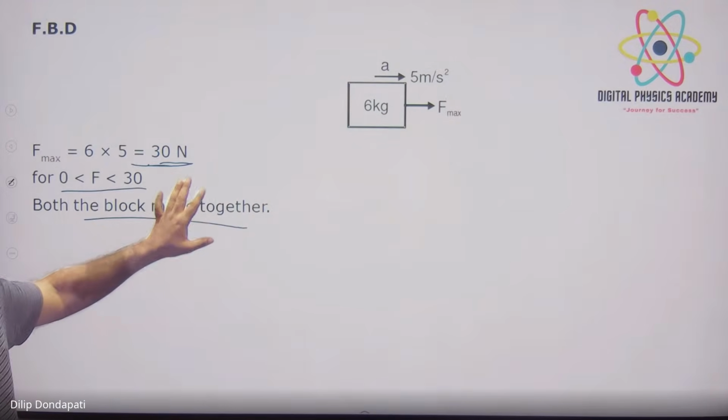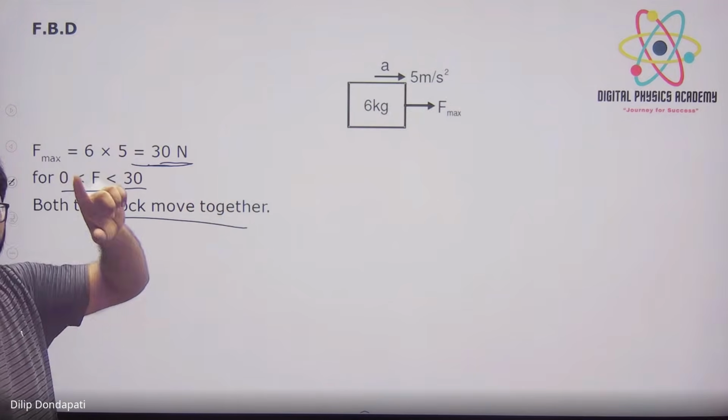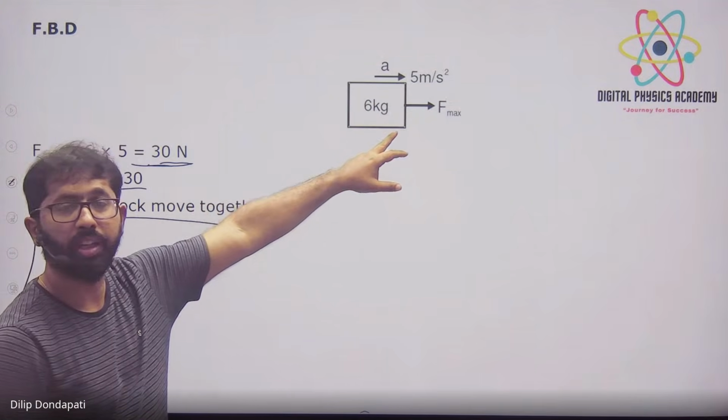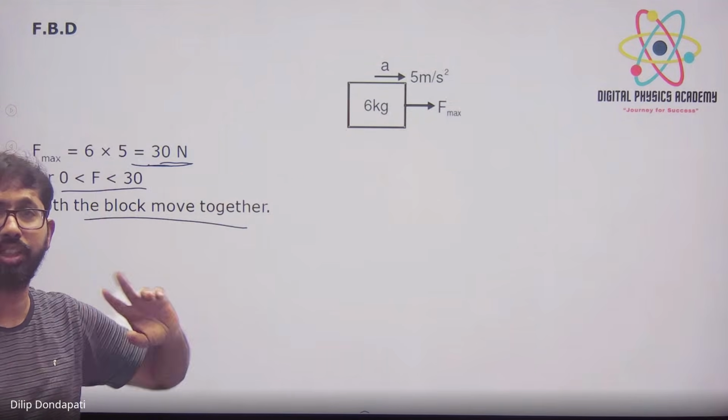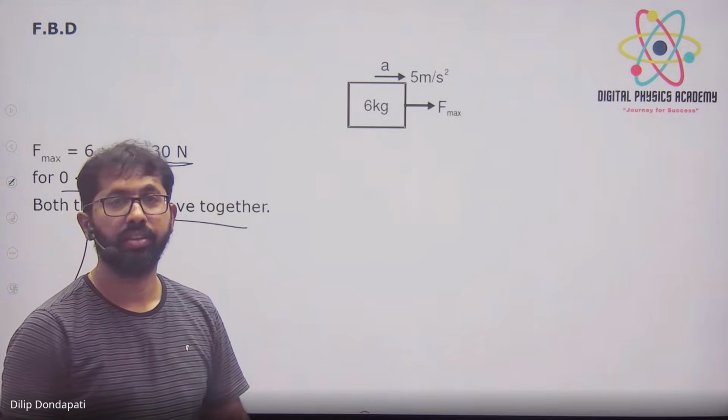This 30 newtons came as the maximum force. You tell me, if I give 25, whether both blocks will move with the same acceleration or different acceleration. Same acceleration. If I give 35, different.